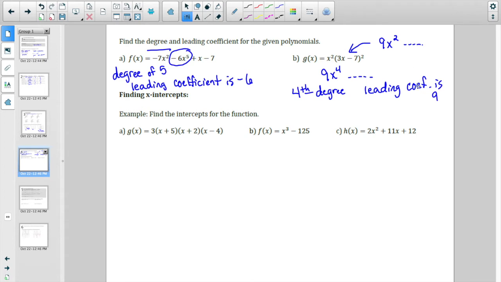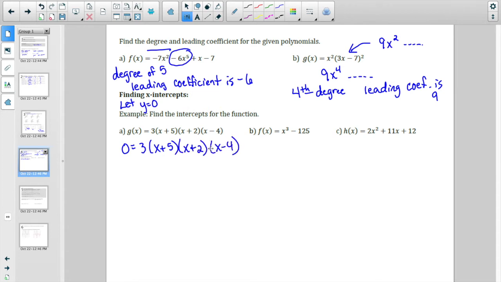Okay, now you could have multiplied it all out, but I didn't need to have the rest of it. I just needed that information. So on the next example, we are finding the x-intercepts. Remember what the x-intercepts are. You let y equal 0, or in this case, you let g of x equal 0. And very kindly, this one is already factored for us.